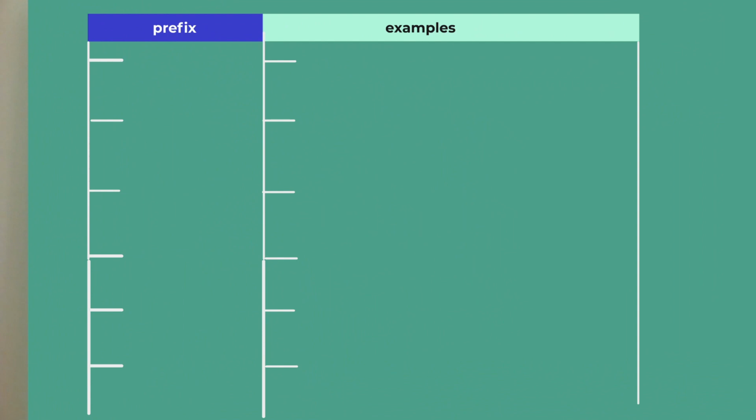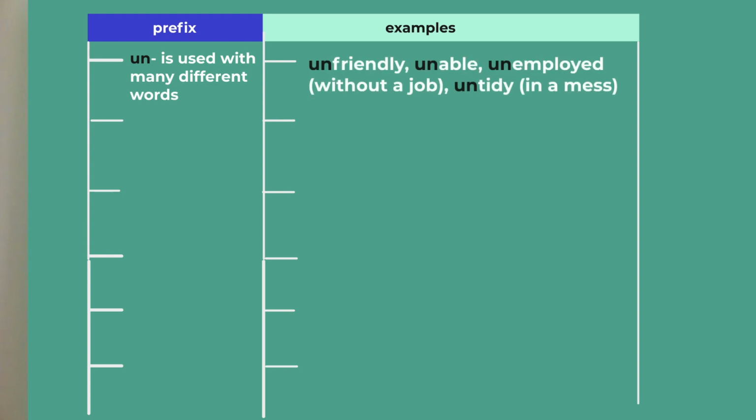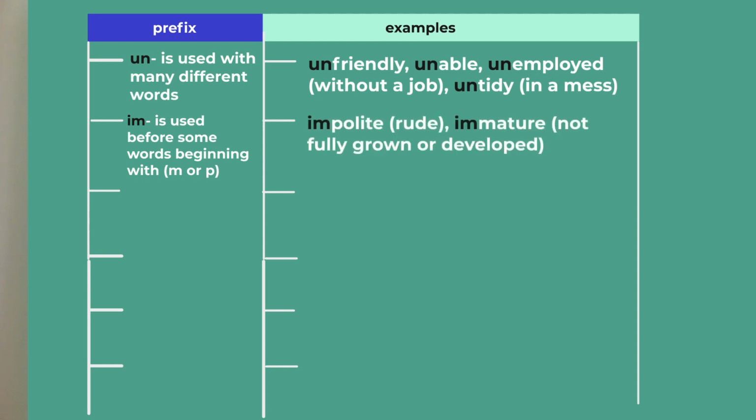Let's go deeper and study this table together. The prefix un is used with many different words. For example, unfriendly, unable, unemployed, untidy. The prefix im is used before some words beginning with m or p. For example, impolite, immature. The prefix il is used before some words beginning with l.